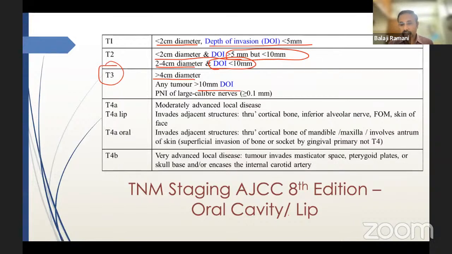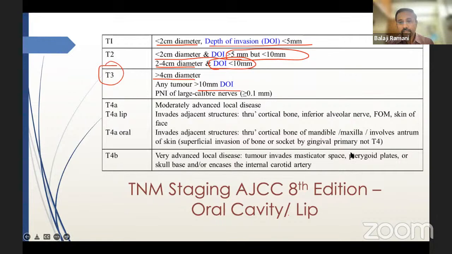So whenever a tumor is given, look for these features. What is the size? What is the depth of infiltration? If the size is less than 2 and the depth is also less than 5, then it will come under T1. If the size is more than 4 or the depth is more than 10, straight away it will go under T3. If it is intermediate between the two, then it will come under T2 tumors. All the rest will come under T2. Do you understand?